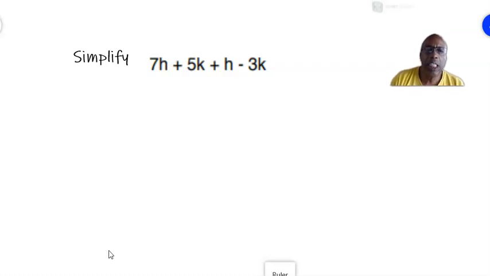So for example, I can add 7h plus h because they both have the symbol h. Now, h is 1h. As long as you have the symbol by itself, there is 1 in front of it. That's the coefficient. The coefficient of h here is 1, and the coefficient in 7h is 7. And you add 7h plus 1h to get 8h.